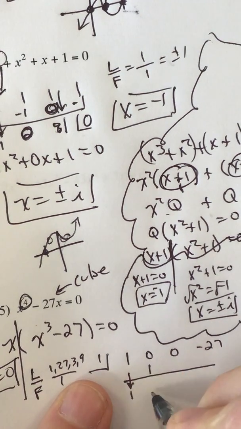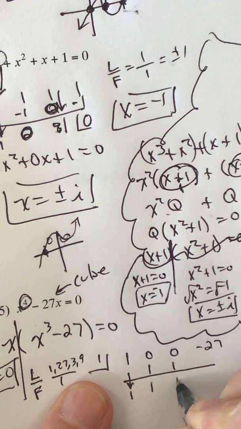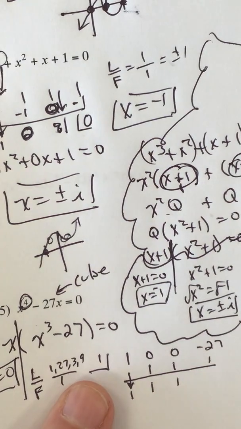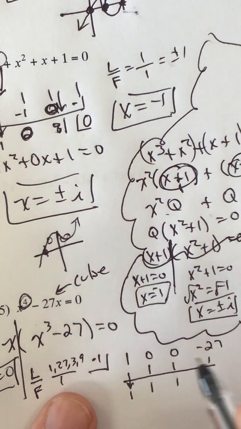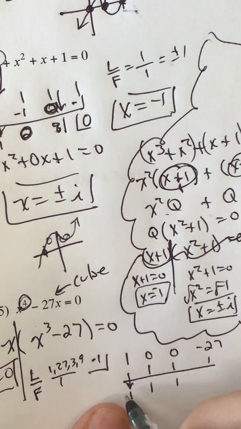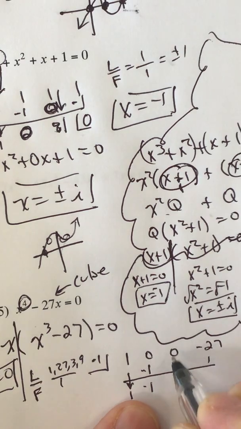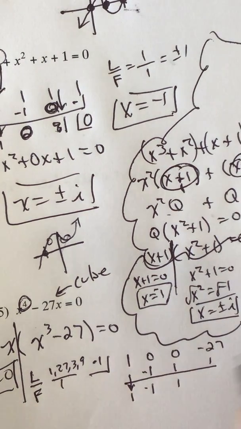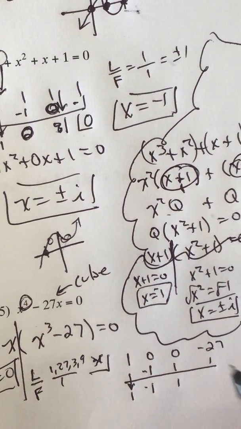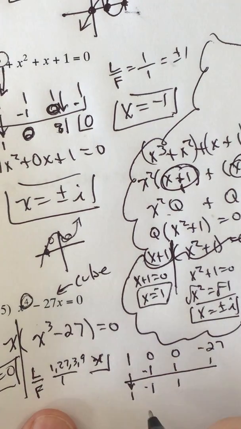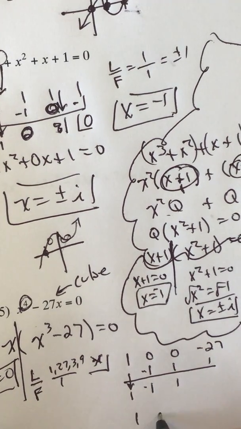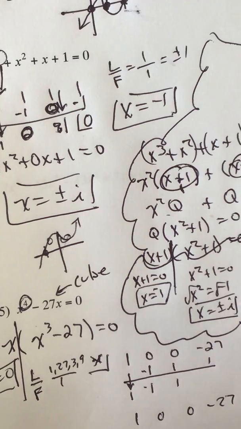1 times 1 is 1, add is 1. 1 times 1 is 1, add is 1. 1 times 1 is 1, does not make 0. Try negative 1. Negative 1 times 1 is negative 1, add negative 1. Negative 1 times negative 1 is 1, add 1, so it's not negative 1. Looks like it has to grow, so I think I'll just go down the list: 1, 0, 0, negative 27, and try the 3.